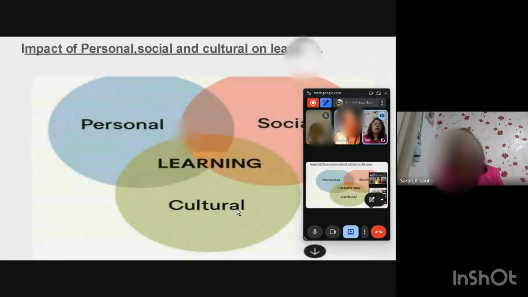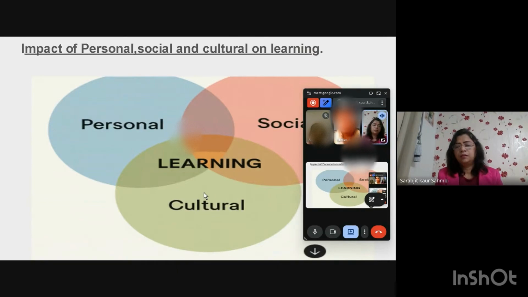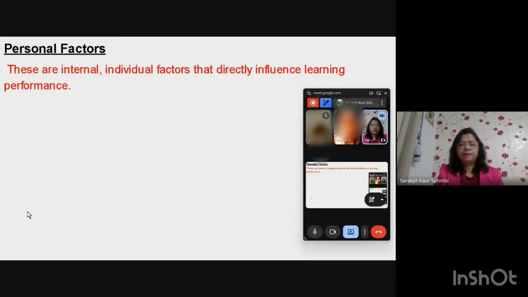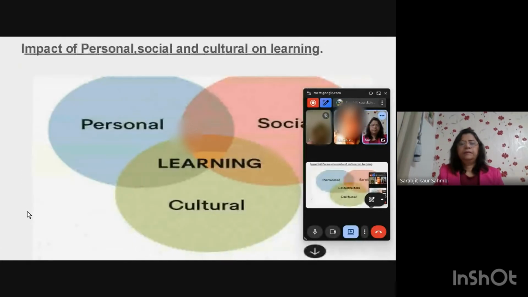So we will see now how learning is impacted by personal, social, and cultural factors. They overlap. Every learner has personal factors, social factors, and cultural factors. Let us start with our learner. Our first factor is the personal factor.